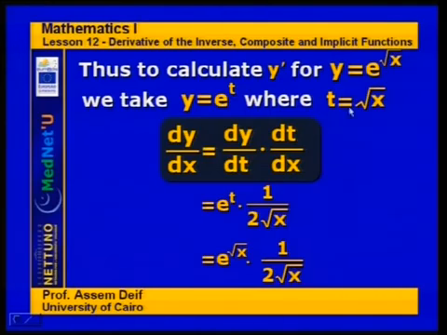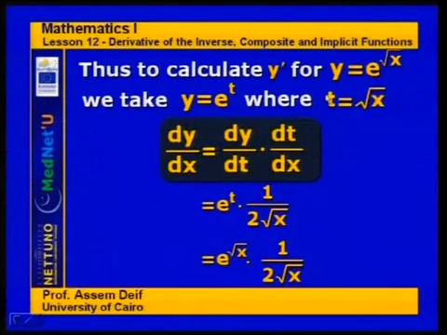Now, the best thing is that you assign the square root of x to t. In other words, you substitute t for square root of x, and then you have dy by dx equal to what? dy by dt times dt by dx. Now, dy by dt, since y is equal to e to the t, you get e to the t, times dt by dx. This is a simple function, 1 over square root of t, and you end up with e to the t, which is e to the square root of x, times 1 over 2 square root of x.